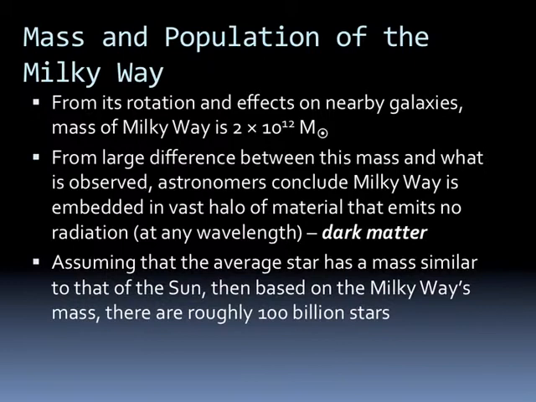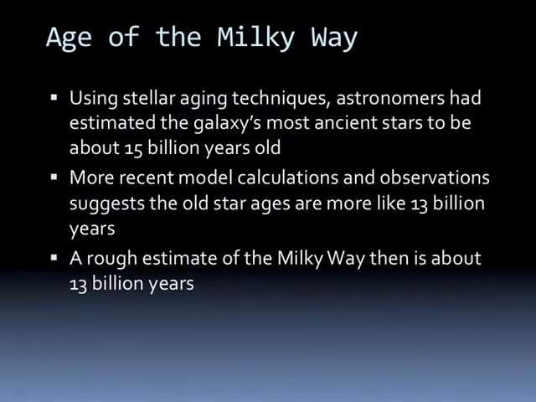Assuming the average star has a mass similar to that of the Sun, then based on the Milky Way's mass, there are roughly 100 billion stars in the Milky Way. Using stellar aging techniques, astronomers had estimated the galaxy's most ancient stars to be about 15 billion years old. More recent model calculations and observations suggest old star ages are more like 13 billion years. A rough estimate of the Milky Way's age is then between 13 and 15 billion years old.